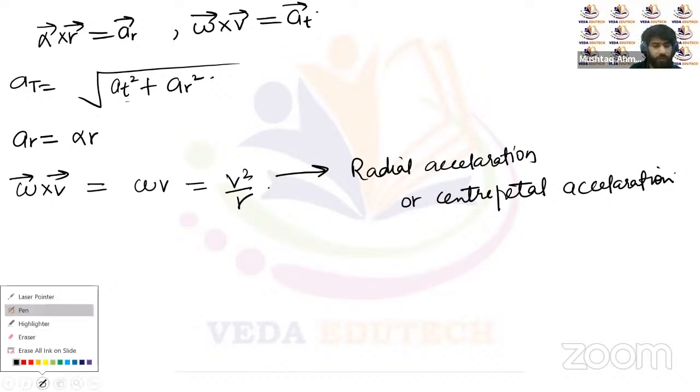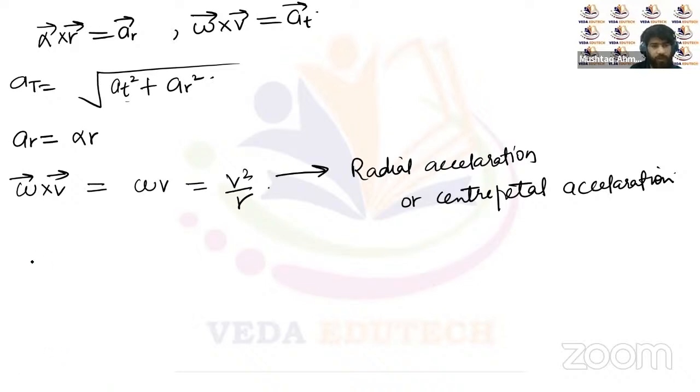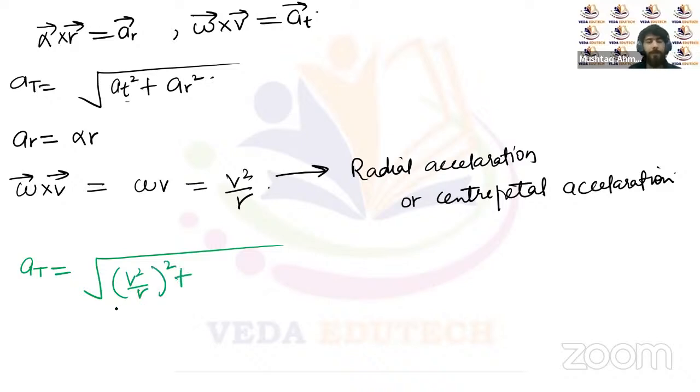So it means that we can write this total acceleration, a total, as the square root of v square upon r whole square, plus r alpha whole square. So this will be the total acceleration.